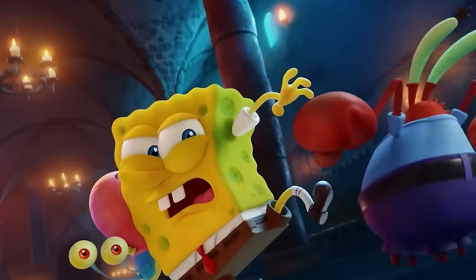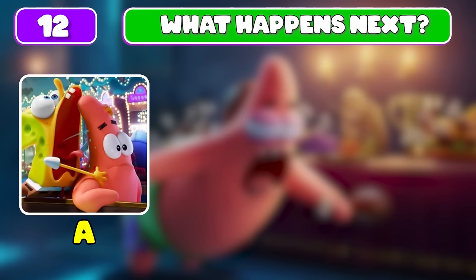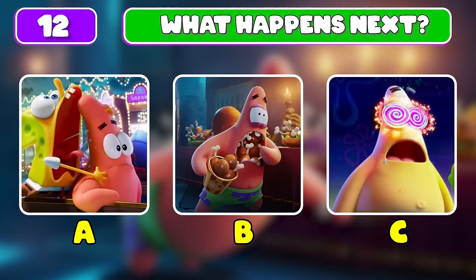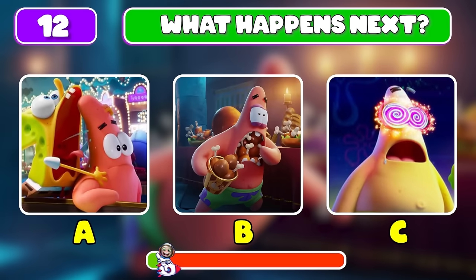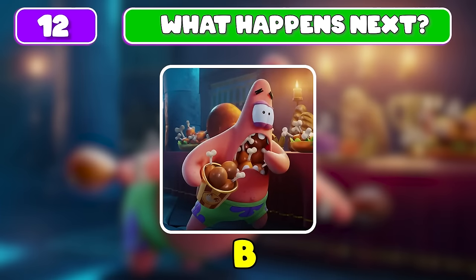Number 12. What are you doing? Free food! What happens next? A. SpongeBob stuffs Patrick's thigh into his mouth. B. Patrick Star's appetite awakens. C. SpongeBob and Patrick Star are hypnotized. The answer is B. Patrick Star's appetite awakens. It seems like nothing can stop his passion for food.